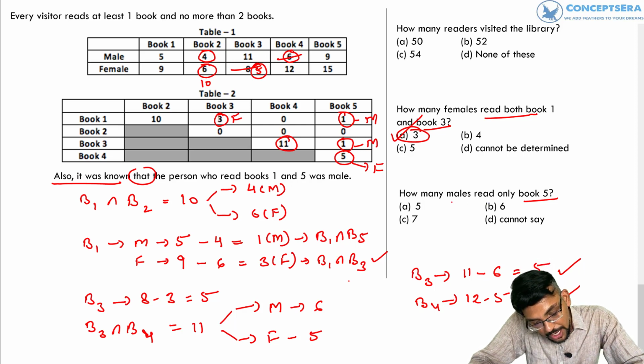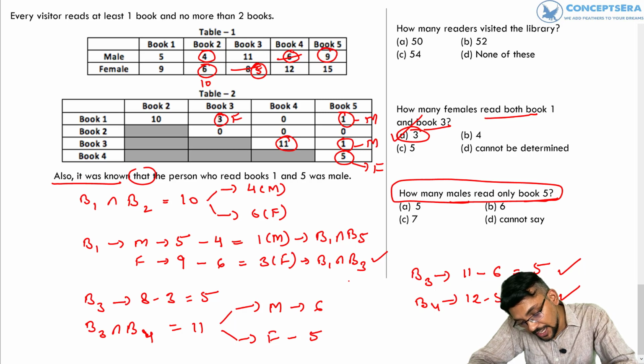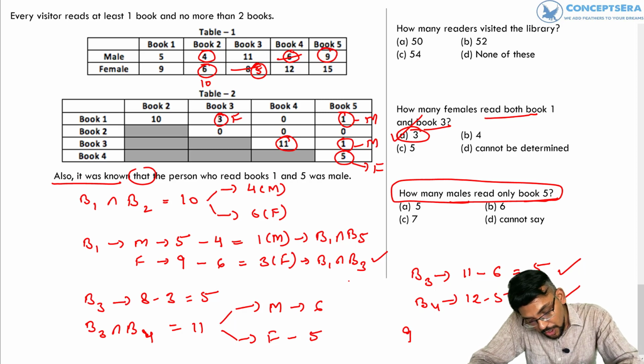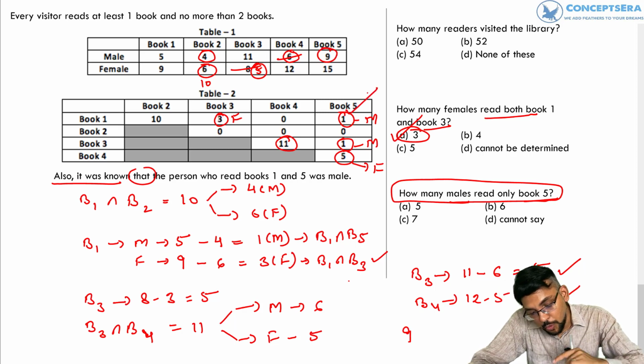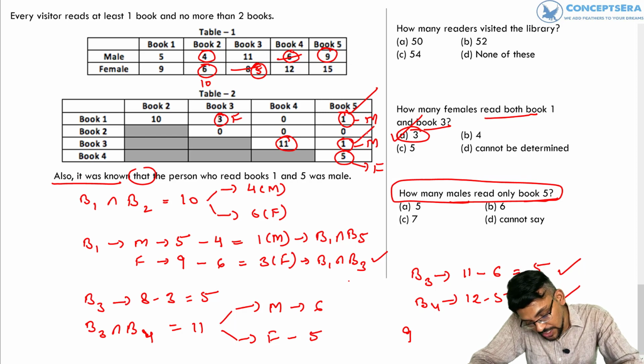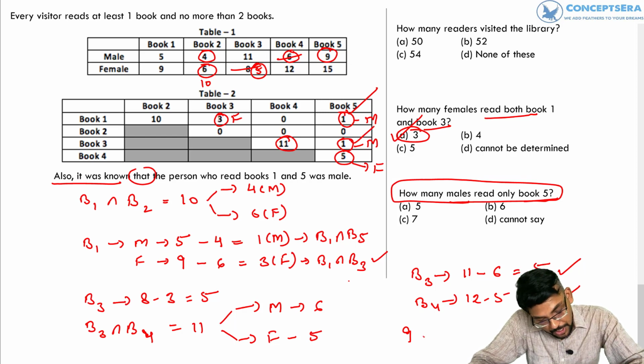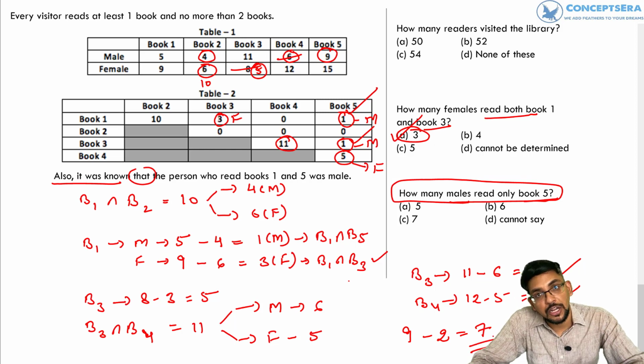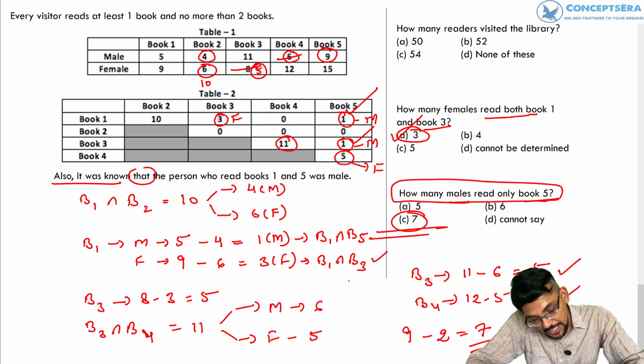What they're looking for is the number of males in only book 5. So the number of males is 9 here. Out of 9, 1 is reading book 1 and book 5, and 1 is reading book 3 and book 5. So 9 minus 2 is equal to 7. It means 7 of them are reading only book 5 here. So the correct answer for this question has to be 7.